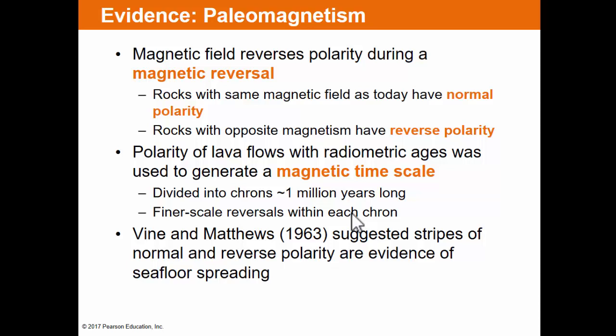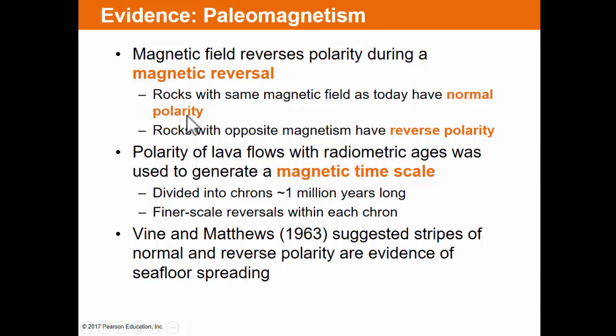Now, again, polarity of lava flows with radiometric ages is something that's been used to generate what's known as a magnetic time scale, which is divided into these million-year-long divisions, and they find finer divisions within them. And what this is telling us is that for about a million years at a time, rocks generally have normal polarity, with the North Pole being at the geographic North Pole. And then for maybe a million-year period of time, rocks have had reverse polarity, with the north being at the geographic south pole. And again, those time frames are not exactly a million years, but that general amount of time.